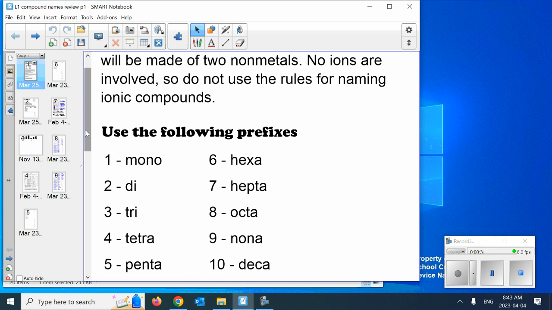Now the prefixes, I would suggest that you don't have a lot to memorize because you've seen them before. You're familiar with probably all except maybe one, and that's tetra, in common language, like if you're talking about octagons, you know that's an eight-sided figure. So just going through these, you can commit these to memory if you haven't already.